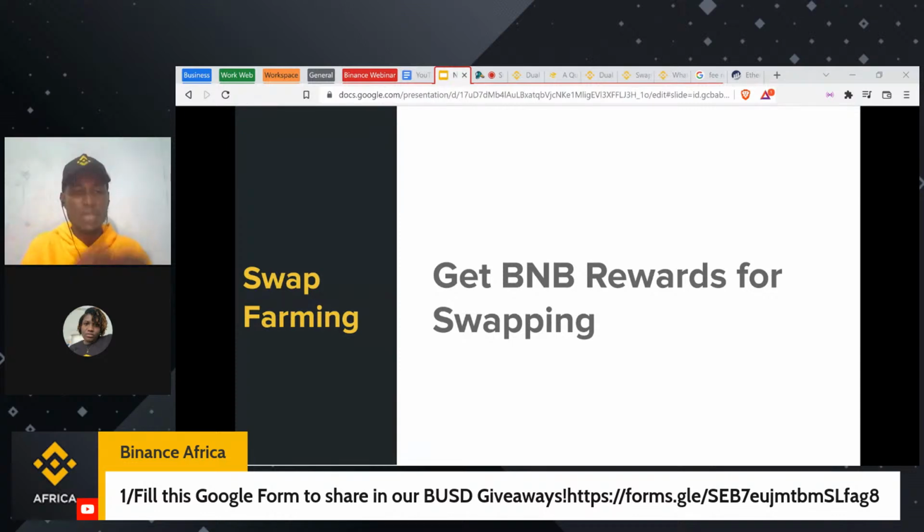Because what you get on Binance Swap Farming is BNB rewards for swapping, just for swapping your tokens. You start swapping between tokens, then you get BNB rewards for doing that. But what is the price? The estimated price of your swap that you're doing is what we are referring to as price. You have to note that this is not the final price of your swap, because you will see the final price after you confirm the order.